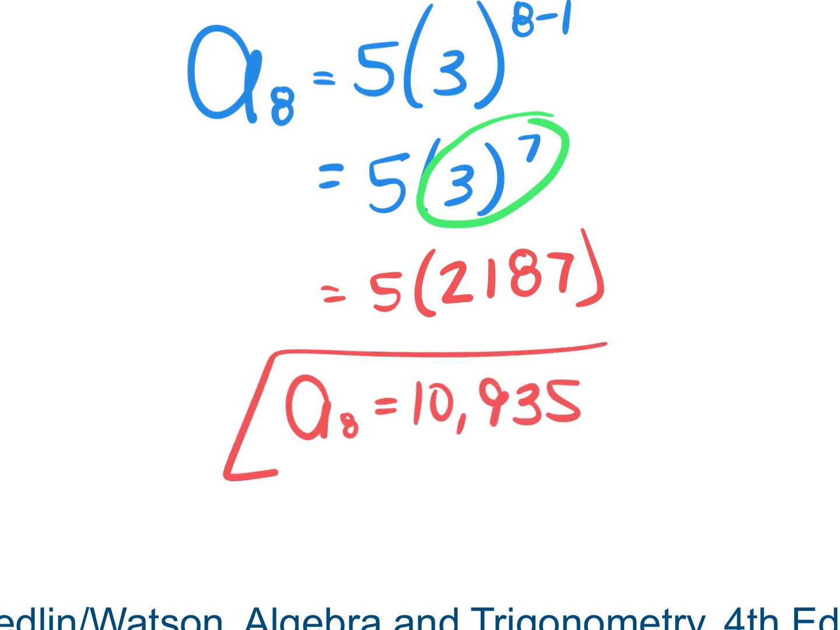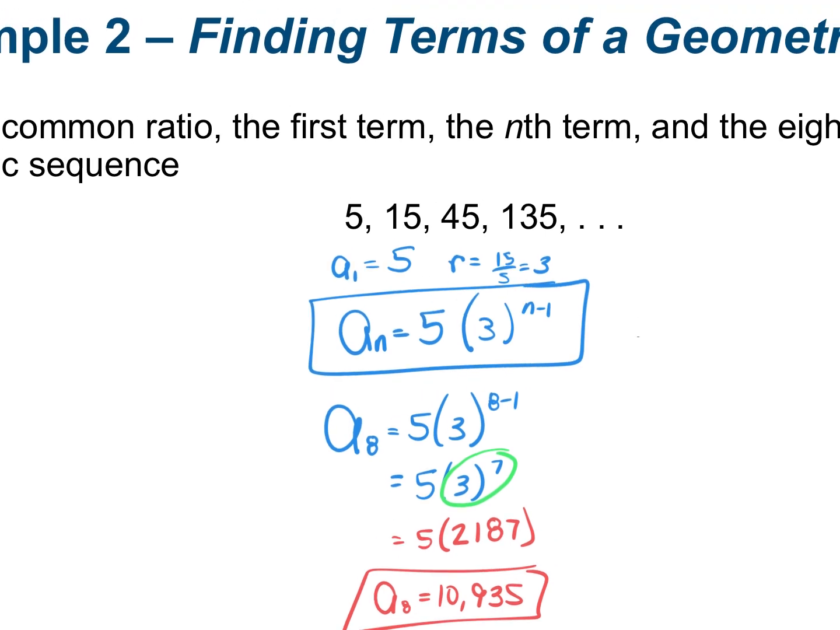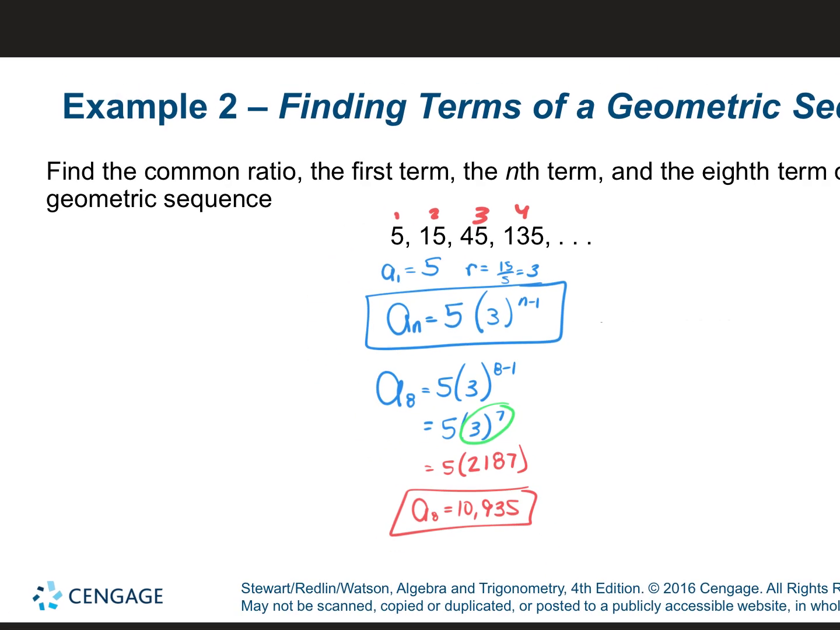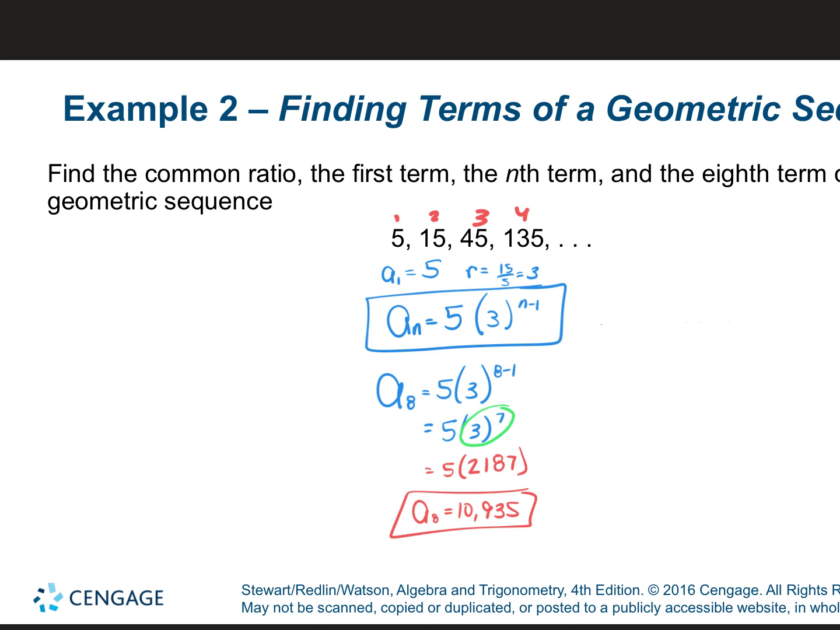10,935. So let's look back at this again. They gave me the first 4 terms. The 4th term of this sequence was 135. I moved 5 terms over, and I'm at 10,935. When I tell you geometrics get big in a hurry and they get small in a hurry, don't be alarmed if your number is really big or if your fraction is really small. Don't freak out about it, okay? We good?